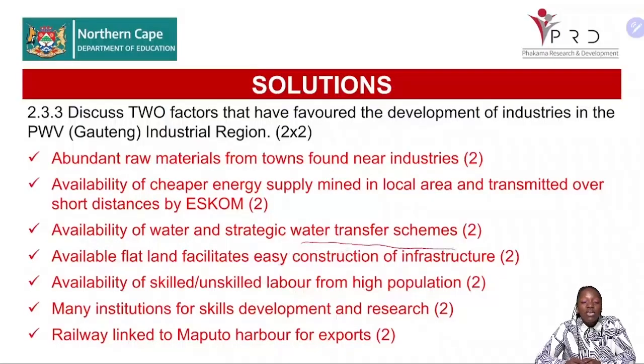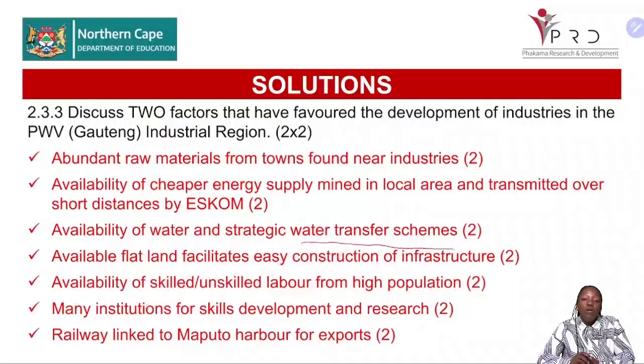Then we're also looking at the landscape of Gauteng, which is flat. The available flat land facilitates easy construction of infrastructure. Remember, it is easy and it is cheaper to construct on a flat area. The availability of skilled and unskilled labor from the high population. Remember, Gauteng attracts people from all over, be it within South Africa and abroad. So therefore the labor force will always be available.